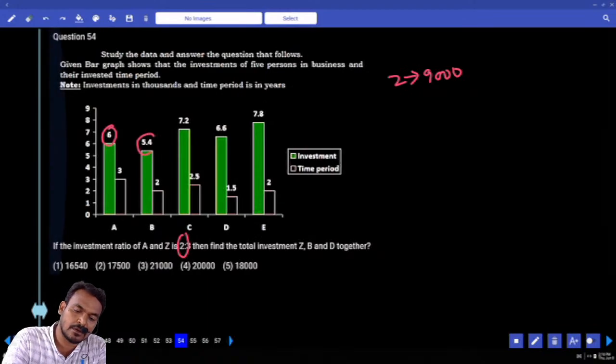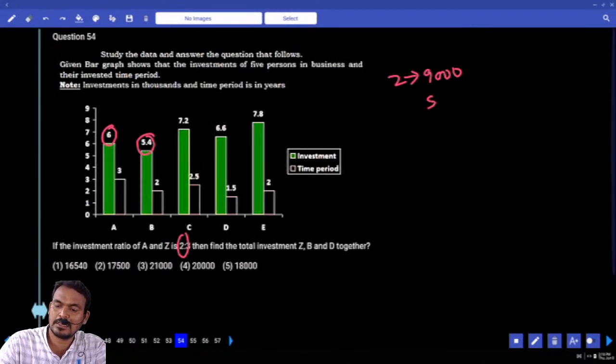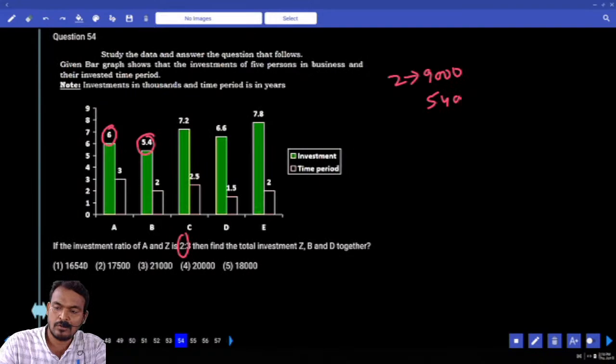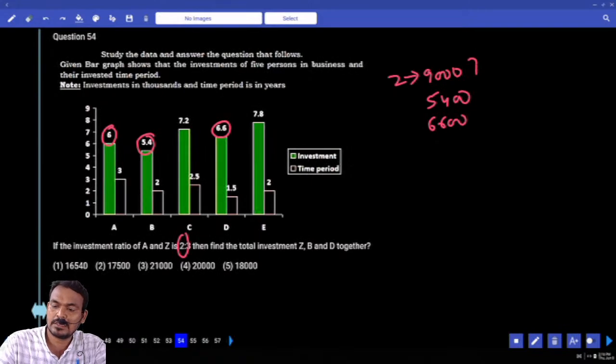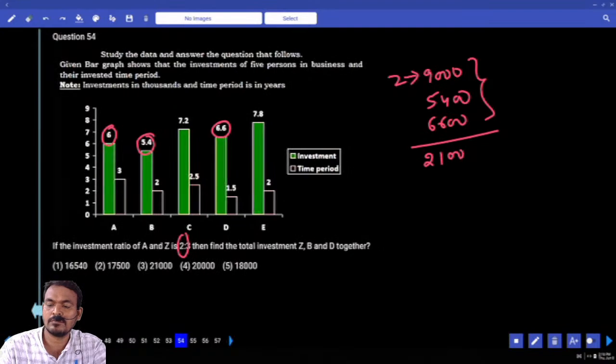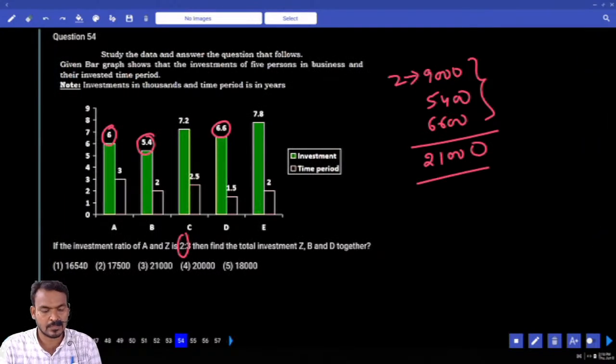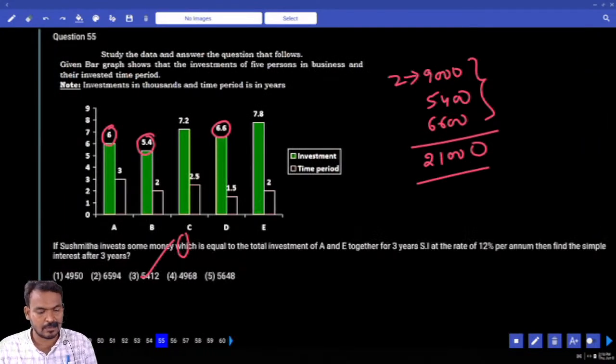Next, Z, B, D together. What is the B investment? 5.4. That is 5,400. What is the D investment? 6.6. That is 6,600. These three are adding. We are getting 21,000. 21,000.